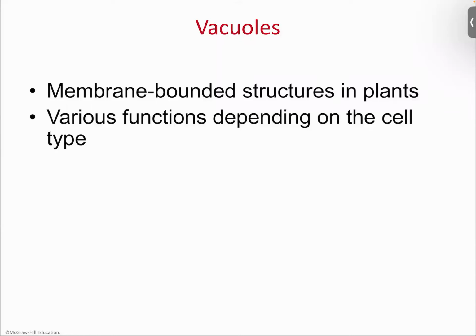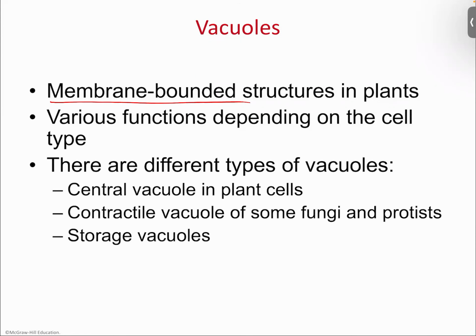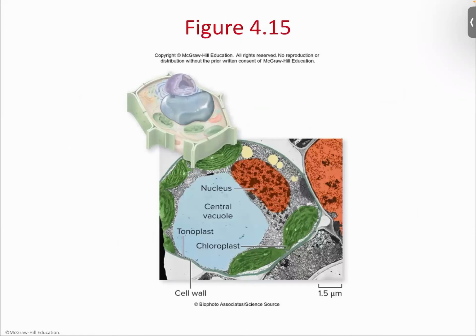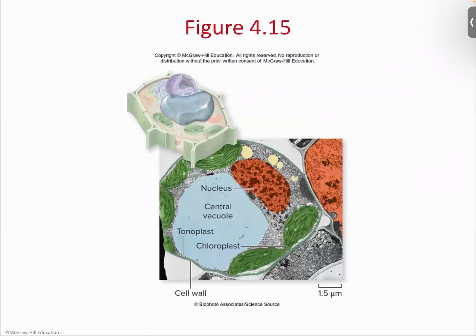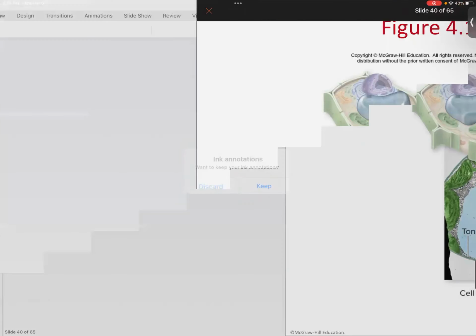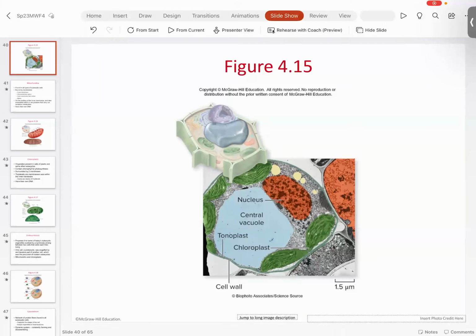Now let's take a look at the vacuoles. So the vacuoles, you have a couple of different types, right? These are membrane-bound structures. Typically, we'll find these in plants, but you have different types of vacuoles. And I don't have enough space on these slides, so I'm going to insert here.